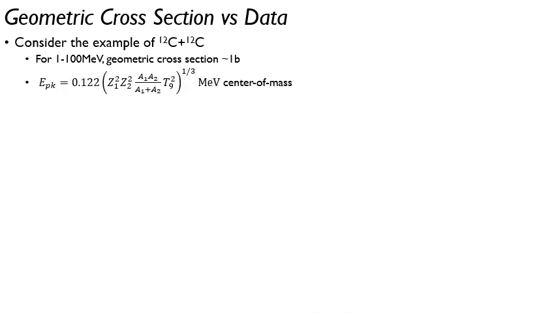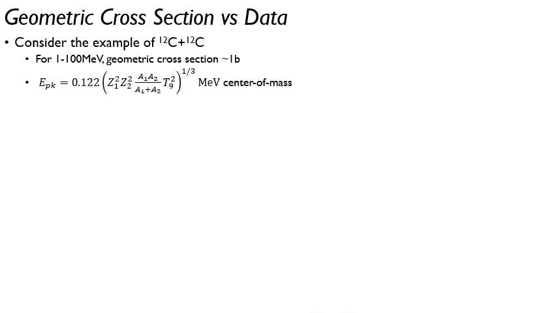Okay, so let's confront this with data. Let's consider the example of carbon-12 fusion. If we take an energy from 1 to 100 MeV, that's going to change your de Broglie wavelength, but it's also going to change your maximum orbital angular momentum, and you see your answer's around 1 barn. So remember that 100 femtometers squared is a barn. So that's the answer that you're going to get.